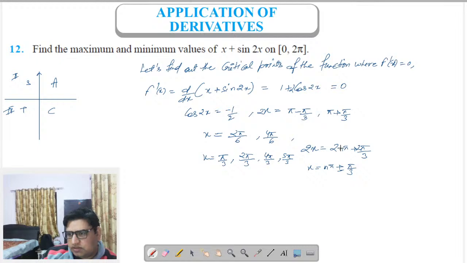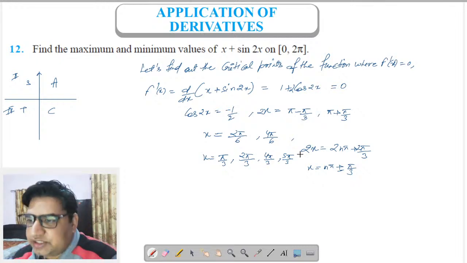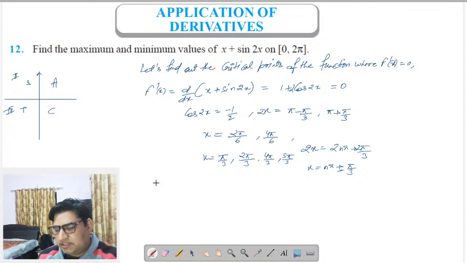As we know, for any other value, 2x is equal to 2n pi plus 2 pi by 3. For x is equal to 0, cos is 2n plus 1 pi by 2. For other values, it is 2n pi. Now what we are supposed to find: these are the critical points that we got inside the interval x from 0 to 2 pi, and there are two more points which are the endpoints of the interval. So we'll try to find out the value of the function at all these points.